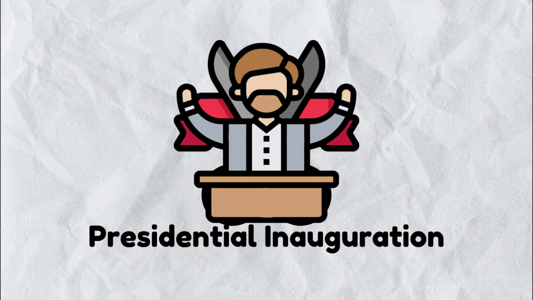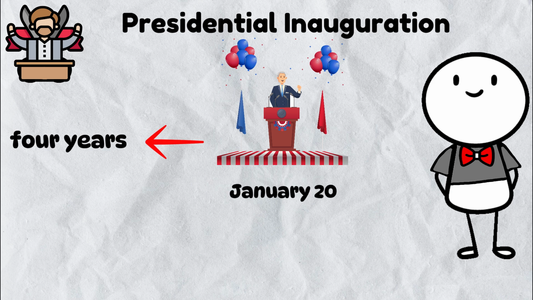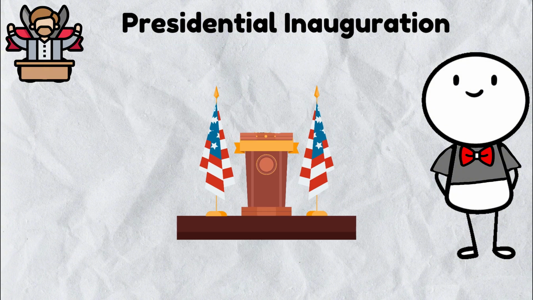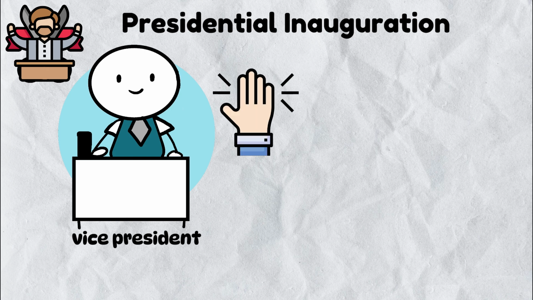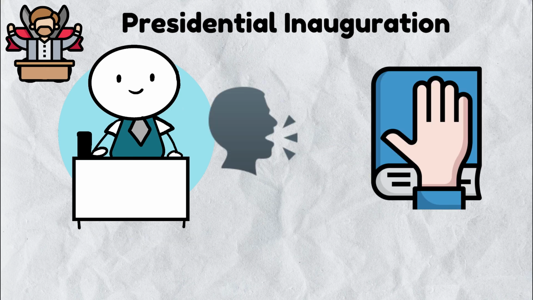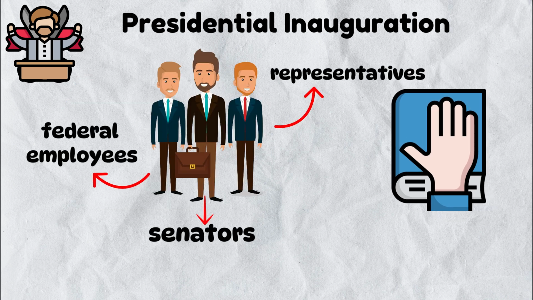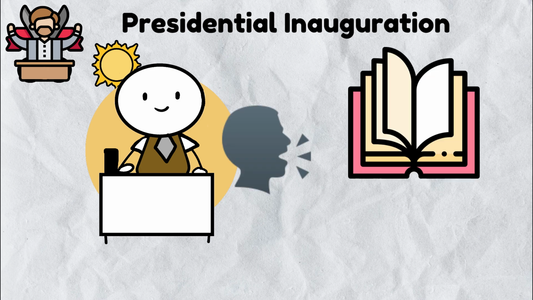Presidential inauguration. Inauguration Day is held every 4 years on January 20th or January 21st if January 20th falls on a Sunday. The ceremony is conducted at the U.S. Capitol Building in Washington, D.C. The Vice President-elect is sworn in first, reciting the same oath of office that has been in use since 1884 for senators, representatives, and federal employees.